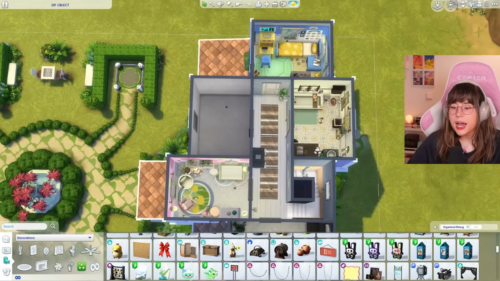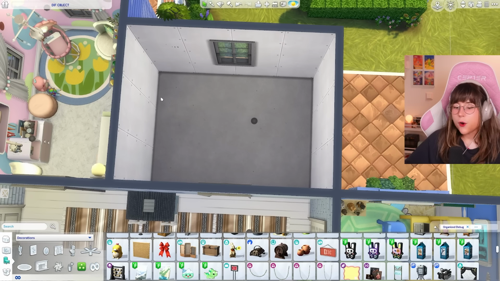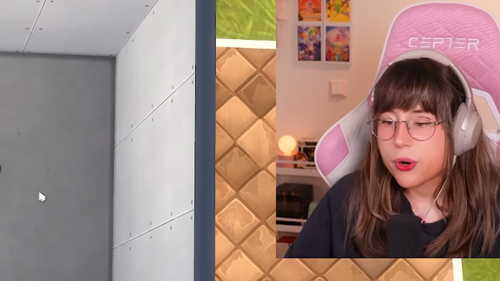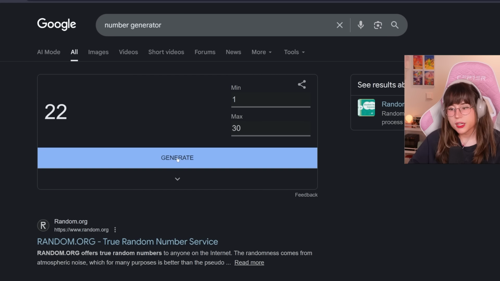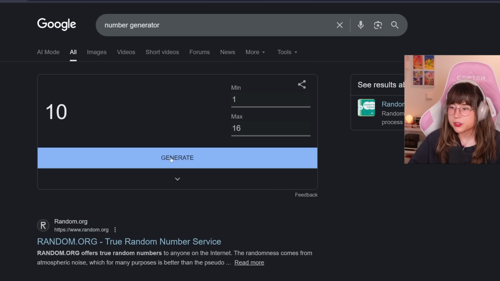Now we're going to move on to the last room of this house, the office. And hopefully the generator will be kind with me, or else I'm going to cry. So let's generate away for our main category. And that's going to be number 14. And the category number 2, line 22, and line item number 10.